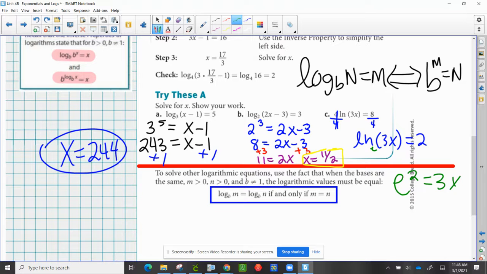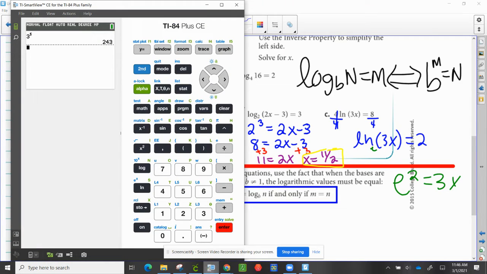Now, anytime we're working with e, we're going to have not nice answers, because remember, e is a not nice decimal. So what we're going to do is just take e. Remember, it's above the division sign. So e squared, I got this decimal, 7.38. And then to get x by itself, I would just have to divide out the 3 in front.